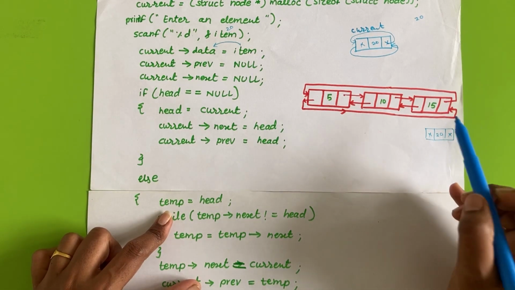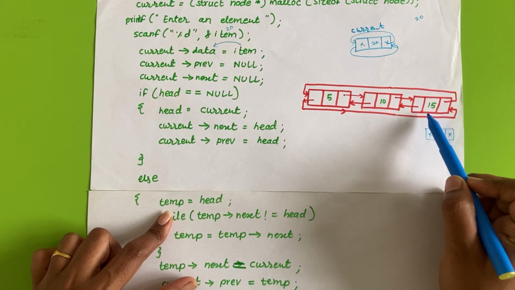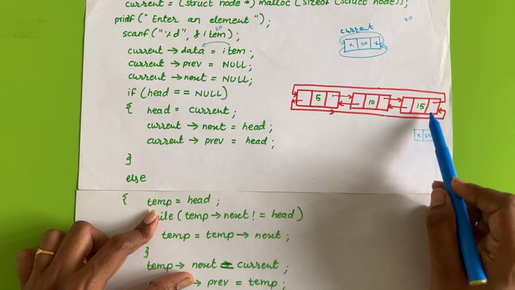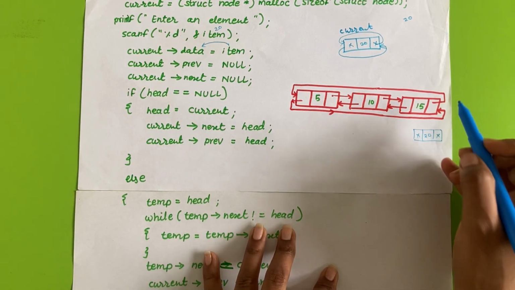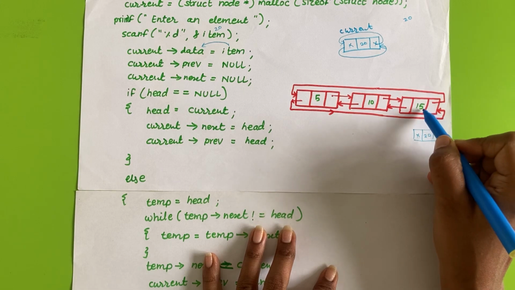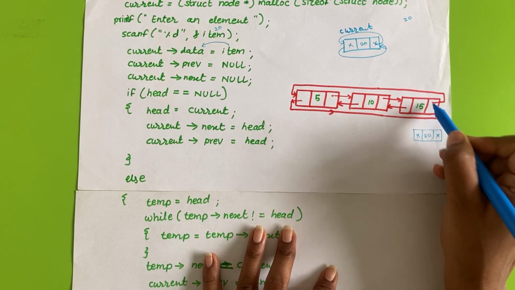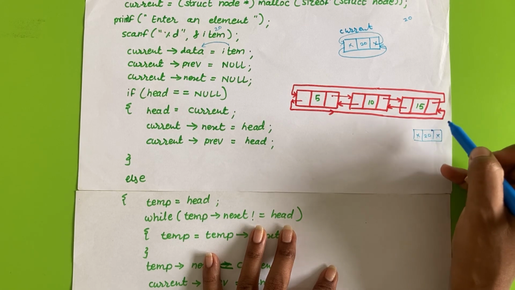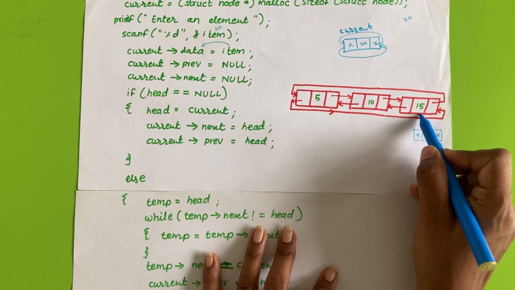Suppose we want to insert this node in this linked list, then what changes need to be made in the pointer fields of these two? First, if this is the last node of the linked list, then this node's next pointer will point to this new node, and this new node's previous field will point to this node.